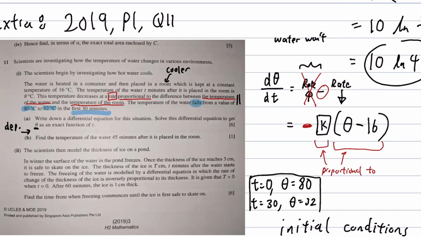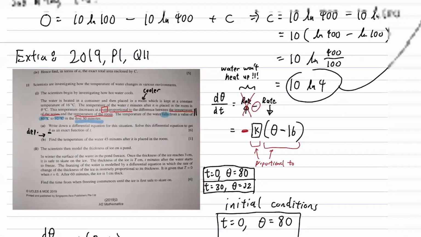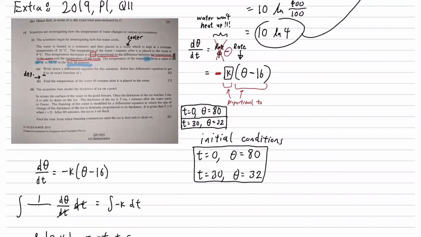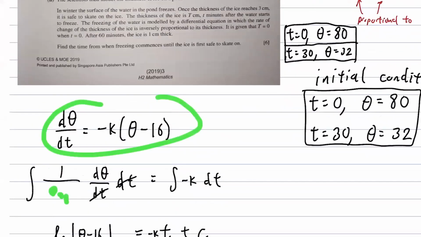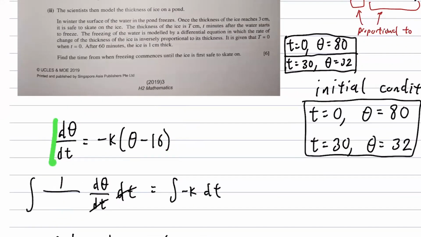Then you have all the equations to solve already, right? So this should not be that bad. Here I write down water won't heat up, so that's why I cancel off the cross. Okay, good. So now we can work with it. So here is d theta by dt. Anyways, d theta over dt equals negative k times theta minus 16.